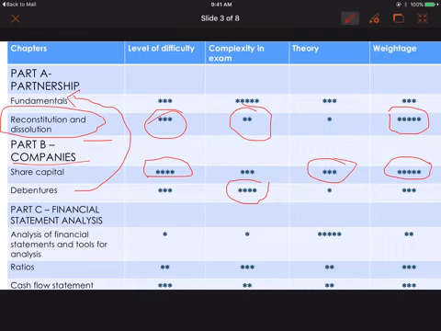Part C, financial statement. This is our next book. And this analysis of financial statements and tools, very easy. They are the least difficult chapters. Nothing is there. Complexity is also very basic. They will ask simple theoretical portions.